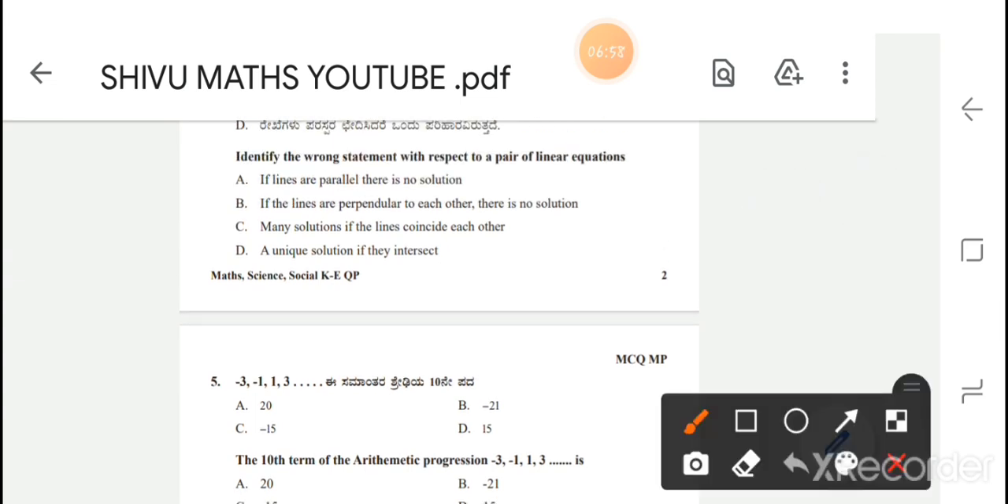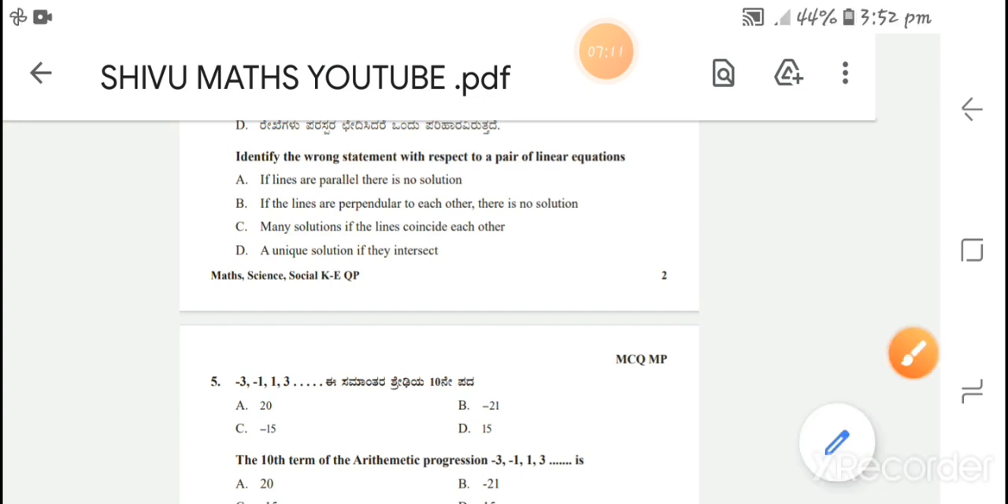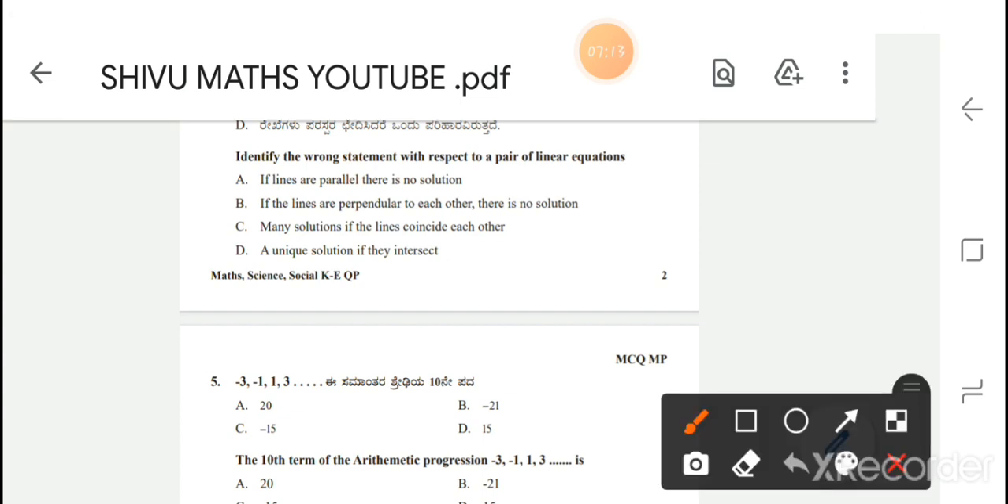Yes, fourth question is identify the wrong statement with respect to a pair of linear equations. Which is a wrong statement here? You select that. See, options given that option A is if the lines are parallel there is no solution. Yes, it is a right statement. When the two lines are parallel there is no solution.